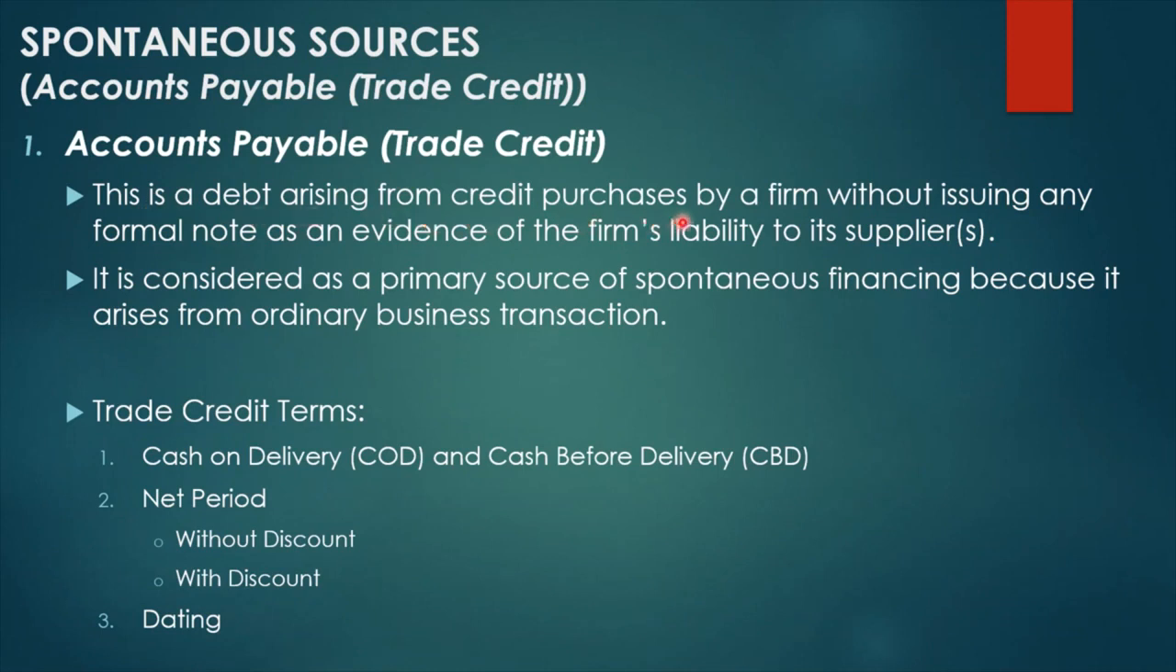These are debt arising from credit purchases by a firm without issuing any formal note as an evidence of the firm's liability to its supplier. It is considered as a primary source of spontaneous financing because it arises from ordinary business transaction. So as you see, ito yung nangyari sa normal operations ng business. Kapag bibili ka ng product, tapos hindi cash ang babayaran mo, meaning nun, credit ang mangyayari. Ike-credit sa'yo. Magiging accounts payable on your part.